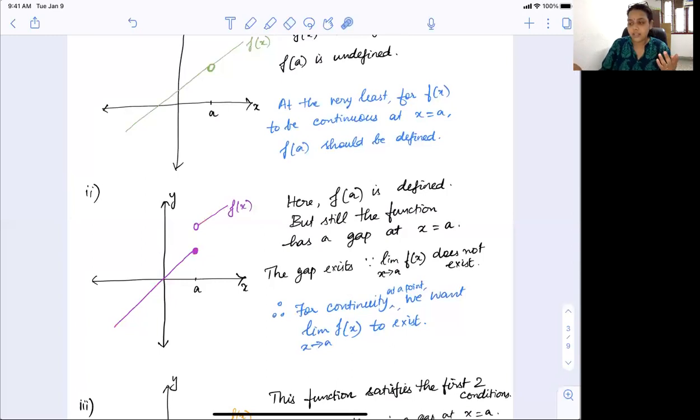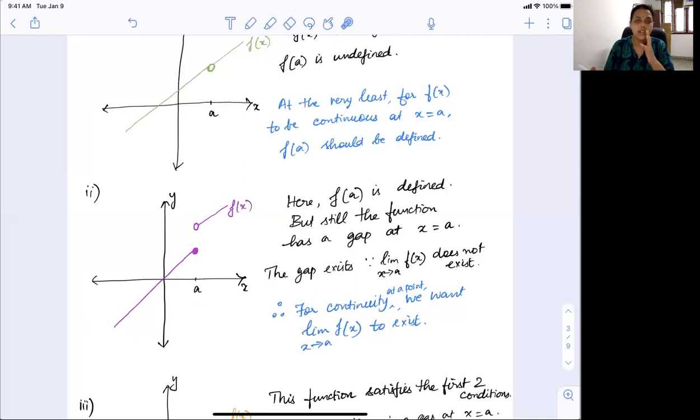And earlier, in the first case, we saw that one minimum condition for continuity is that the functional value is defined at A. Now, in this example, you see that the functional value is defined, but still we have to jump. And why did the jump come about? That jump came about because the limit of the function as x tends to A does not exist. Because if I approach A from the left-hand side, the limit is given by this solid value. If I approach A from the right-hand side, the limit is given by this hollow circle. And these two numbers are not the same. The left-hand and the right-hand limits are not the same.